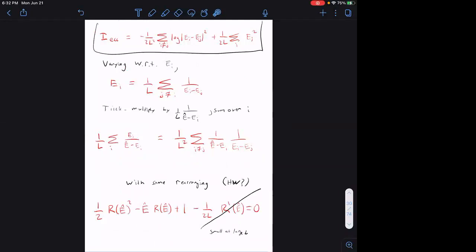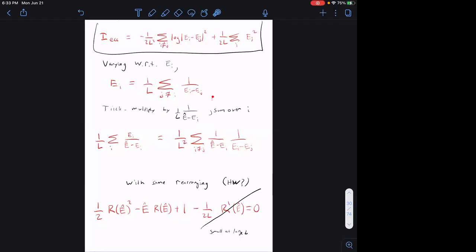So the strategy of this Coulomb gas method is, you take this effective potential and you vary with respect to E_i to find an equation of motion for E. Basically, the equation of motion is saying that E has zero force when you add the force from the repulsion from all the other eigenvalues, plus the force from the potential well. So we want to demand that each eigenvalue is stationary. There's no force acting on it.